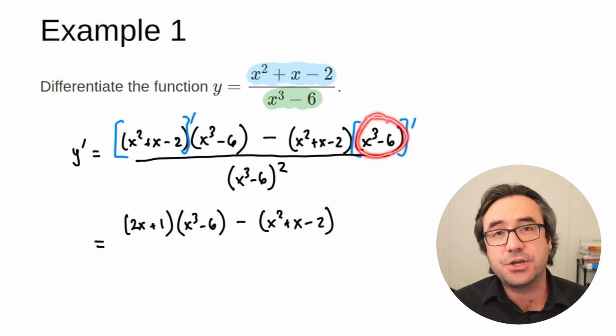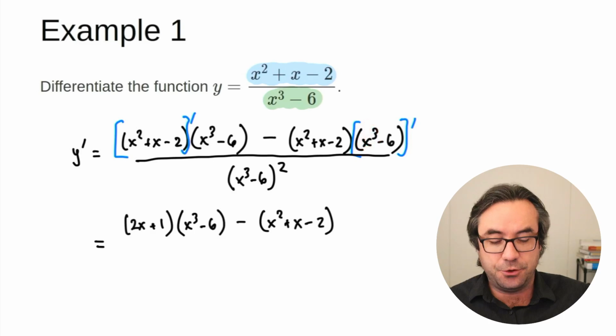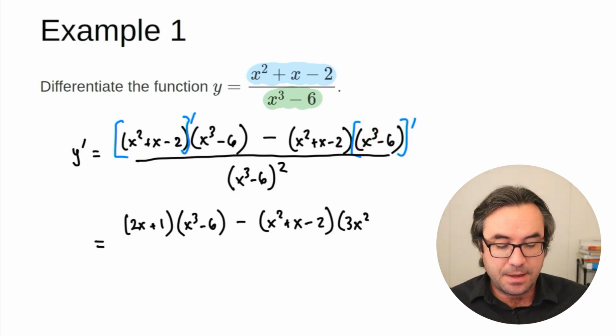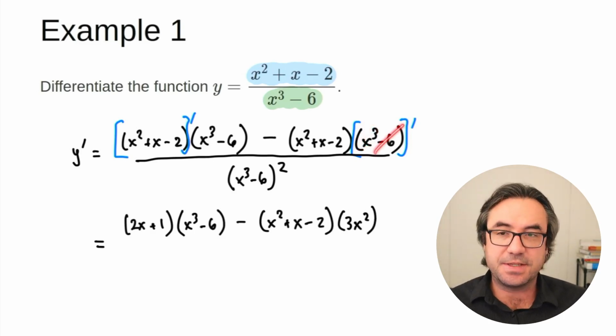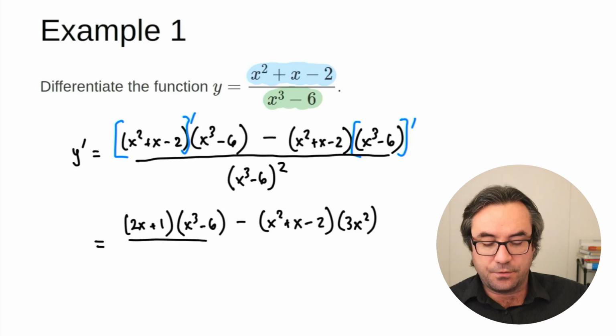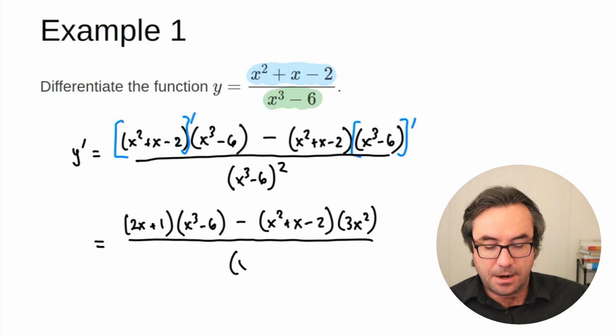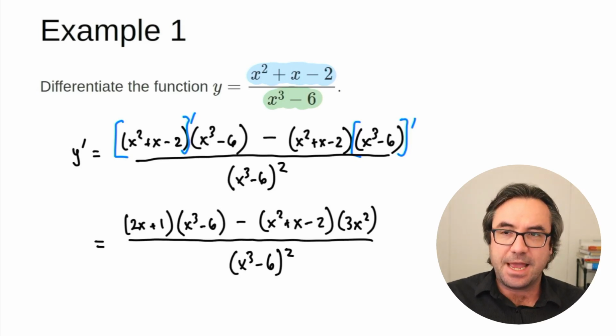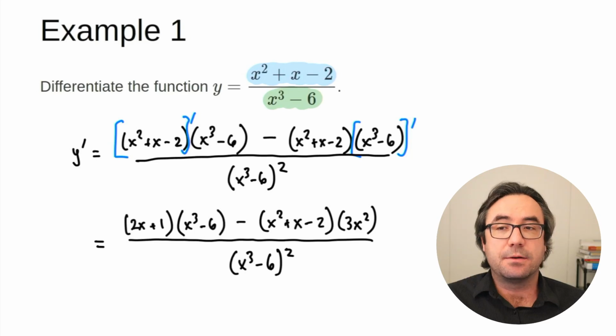And then for our x cubed minus 6, well, derivative of x cubed is 3x squared. And then the derivative of minus 6, that's just a constant, so just 0. And then this is all over our x cubed minus 6 squared. And we're just going to stop there.